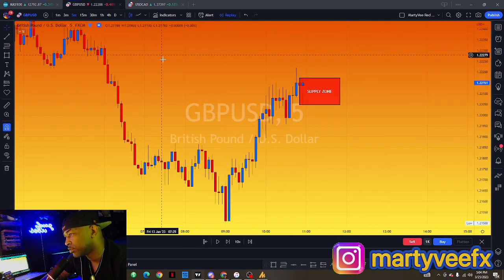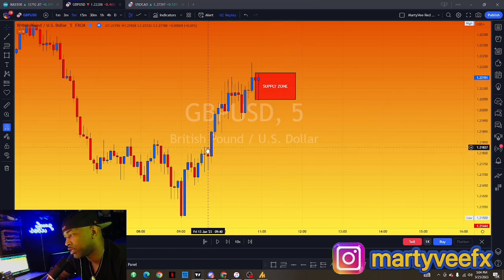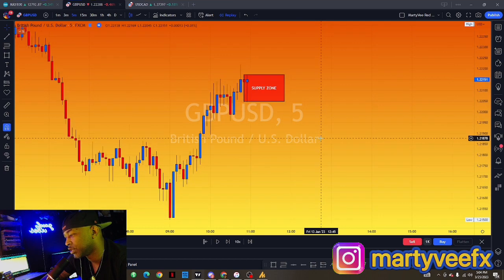The other example, let's see, I got a supply right here. So just by even not really looking at this, besides setting up my supply zone, I would know that my exit would be right here, because this is, to me, a demand trigger. So let's see what happens.